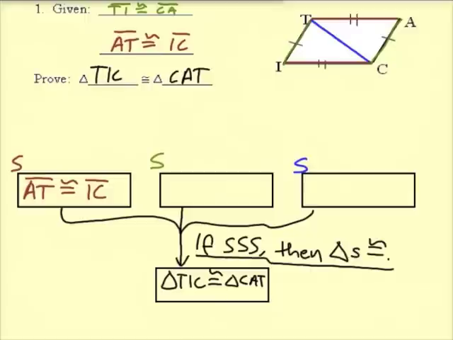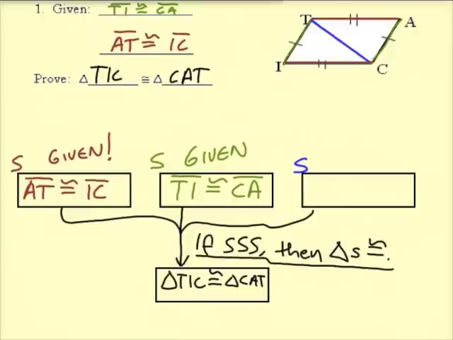I know AT is congruent to IC, and the reason that I know that to be true is that's given information. Likewise, the green segment TI and CA are congruent for the same reasons. We've got given information. And then lastly, we need to talk about the shared side.